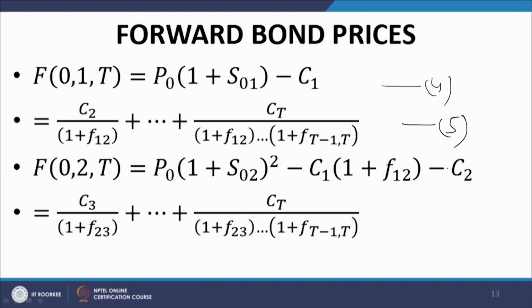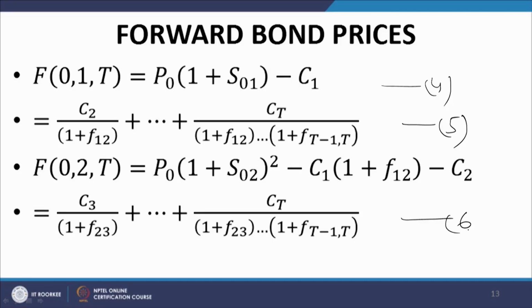This is the forward price at t equal to 1 calculated at t equal to 0 for a bond which has a maturity of t equal to capital T. Similarly, the price at t equal to 2 calculated at t equal to 0 for a bond of maturity capital T would be given by this equation. Let us call it equation number 6.